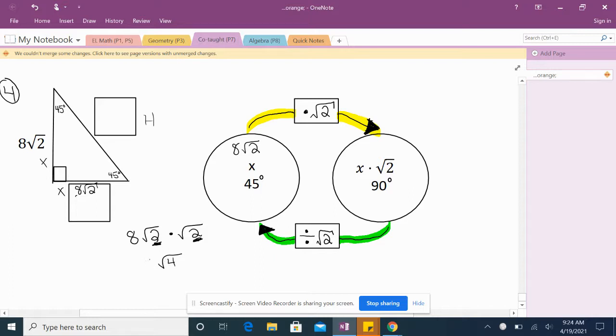And we bring down the 8. And the square root of 4 is 2.